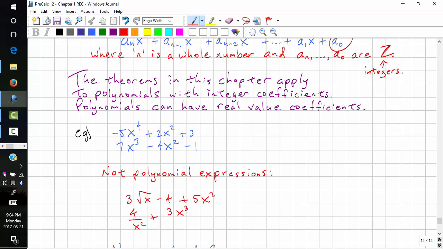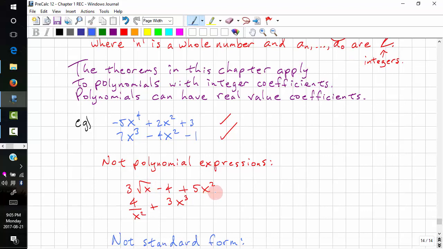So, examples of polynomials: negative 5x to the power of 4 plus 2x to the power of 2 plus 3. These are all integers. Everything's good. That's a polynomial. 7x cubed minus 4x squared minus 1. That's a polynomial.